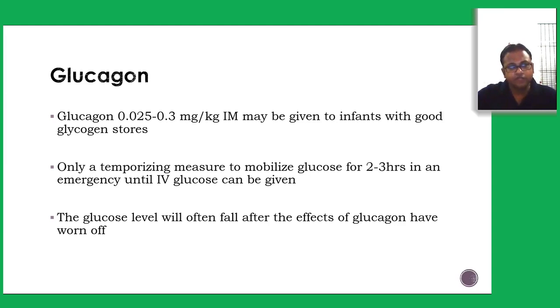Now a few things about some other drugs we use in hypoglycemic babies. Glucagon is one of them. It can be given IM, but only for babies with good glycogen stores, not in IUGR babies or preterm babies. It's only a temporary measure to mobilize glucose for 2 to 3 hours in an emergency situation. Then after that, the glucose level will gradually drop.